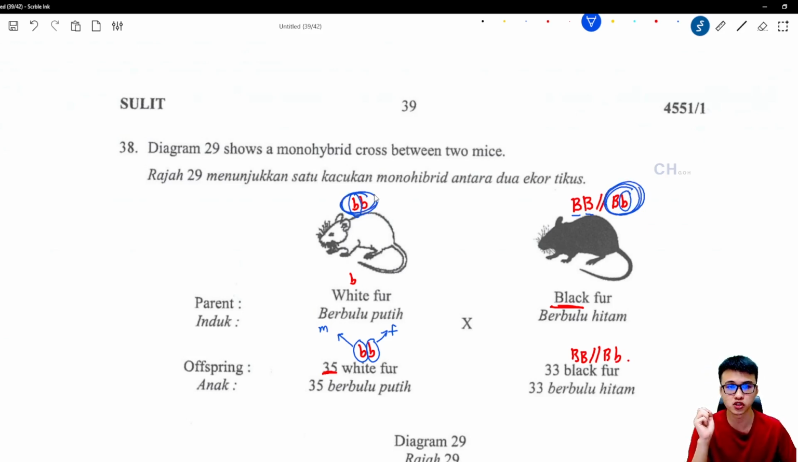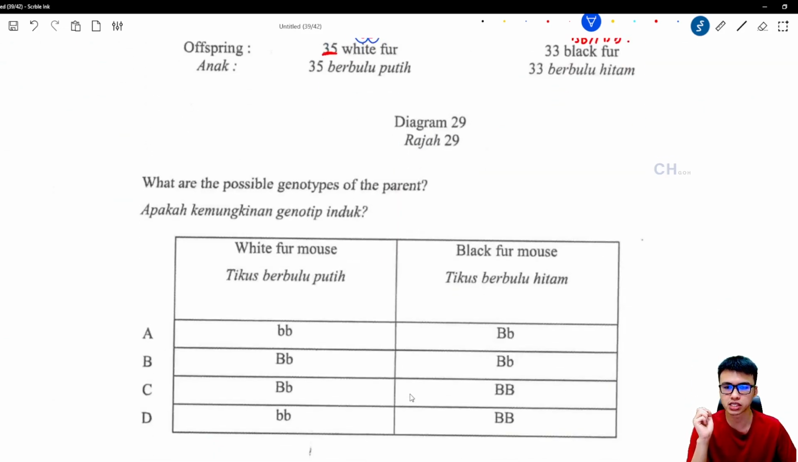The parents' genotypes. So we look at the options here. We must have 2 small b, and then 1 big B, 1 small b. The answer should be A for this question.